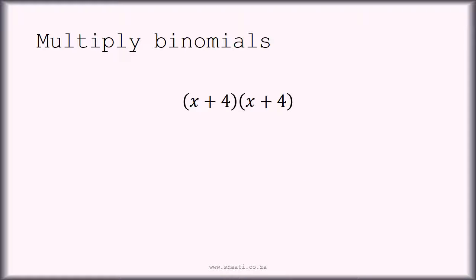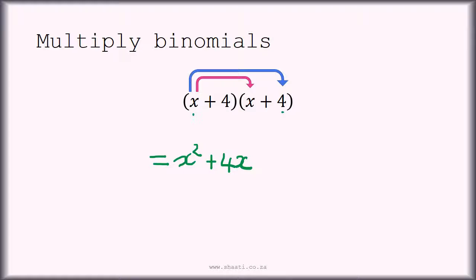When we multiply binomials, we use the same technique as we just saw in the recap. We have to multiply each one of the terms in each binomial by each one of the other terms. It sounds more complicated than it is. So the first thing we'll do is multiply the first term of the first binomial by the first term of the second binomial. So there we've got x multiplied by x, which is x squared. Then we multiply that first term of the first binomial, this x, by the second term, and that is 4x.